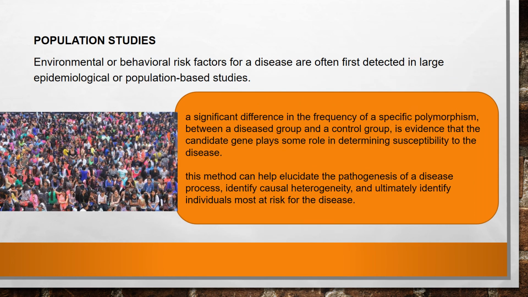Coming to the population studies, environmental or behavioral risk factors for a disease are often first detected in large epidemiological or population-based studies. A significant difference in the frequency of a specific polymorphism between a disease group and a control group is evidence that the candidate gene plays some role in determining susceptibility to the disease. This method can help elucidate the pathogenesis of a disease process, identify host causal heterogeneity, and ultimately identify individuals most at risk for the disease.